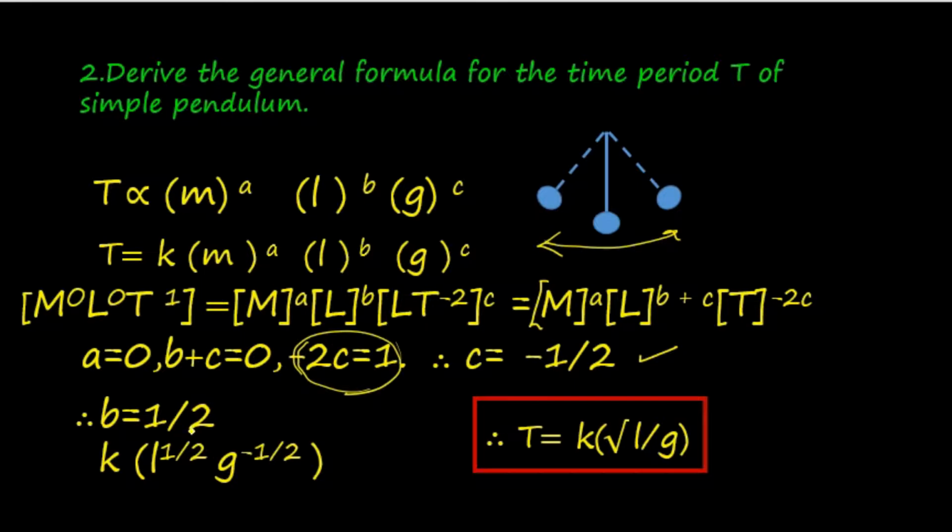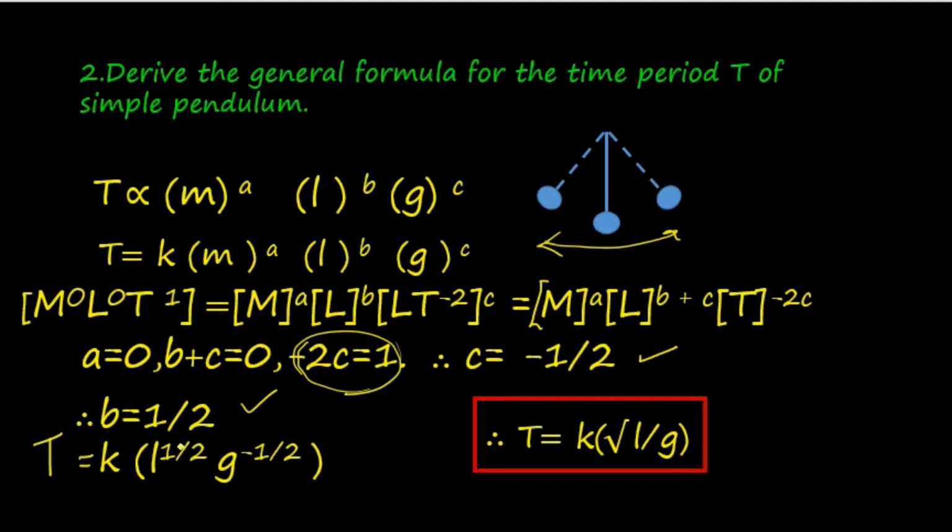So, now you have a is equal to 0, b is equal to positive half and c is equal to negative half. From this, m raised to a is equal to m raised to 0, that is, it is independent of mass. The period of the pendulum is independent of the mass of the bob. So, in the general equation, m is omitted. So, T is equal to k into l raised to half, g raised to minus half.